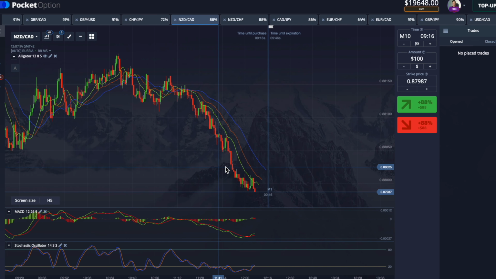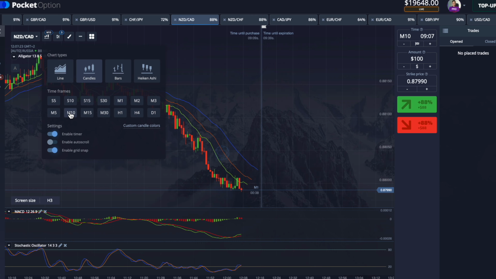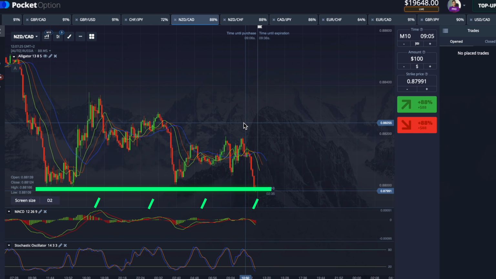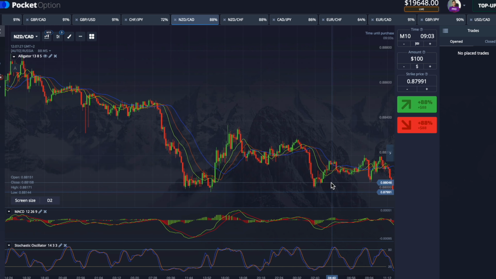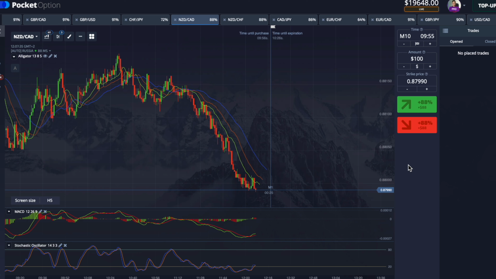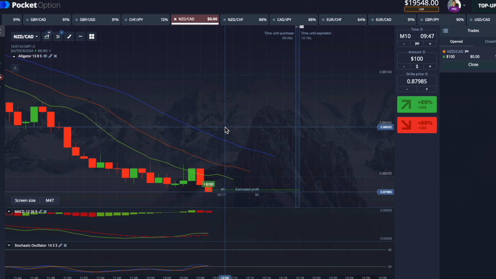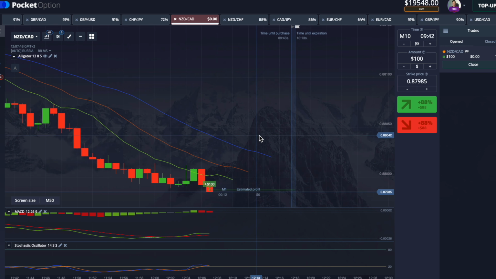Our next chart shows us a situation where the market has already reached the lower level of support. The bears then slowed down while the alligator lines are gradually getting rounded. MACD and stochastic also indicate that this is a good entry point. So in this case, we buy a call option for 10 minutes and see what happens.